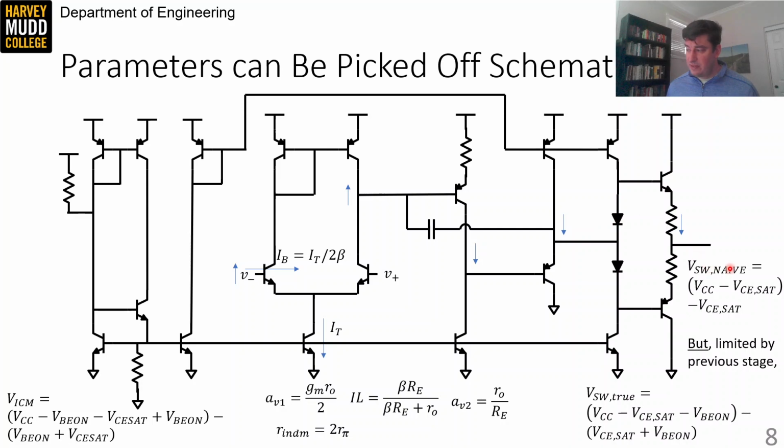So in order to achieve this VCE sat swing, this node would have to swing above the voltage rail because it would be a VBE on above the output. And that means that this stage provides our limiter, and we can figure out what its limit looks like by taking a VCE sat drop across this device and then a VBE on drop to the output. Or on the bottom side, taking a VCE sat increase across this device and a VBE on to the output.